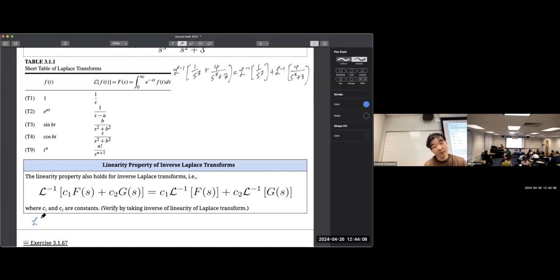So we all accepted this, right? We said that if you had the Laplace transform of two functions, so I'll just say c1 f of t plus c2 g of t, that you could break up into two. You could say c1 times the Laplace transform of f of t, plus c2 times the Laplace transform of g of t.